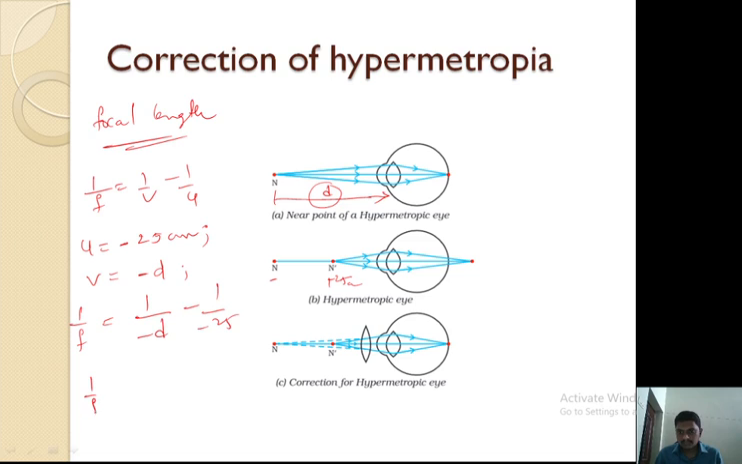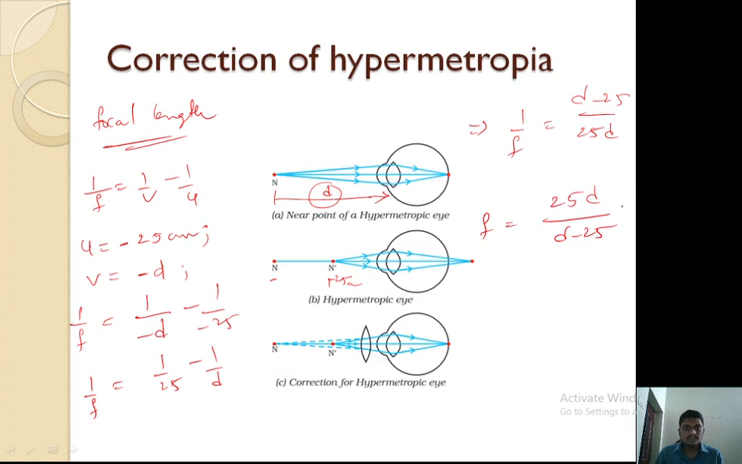We will get 1 by f equals plus 1 by 25 minus 1 by d, which gives 1 by f equals (d minus 25) by 25d. Therefore f equals 25d by (d minus 25). By using this formula, if you know the near point of a person suffering from hypermetropia, you can easily find the focal length required to correct this defect.